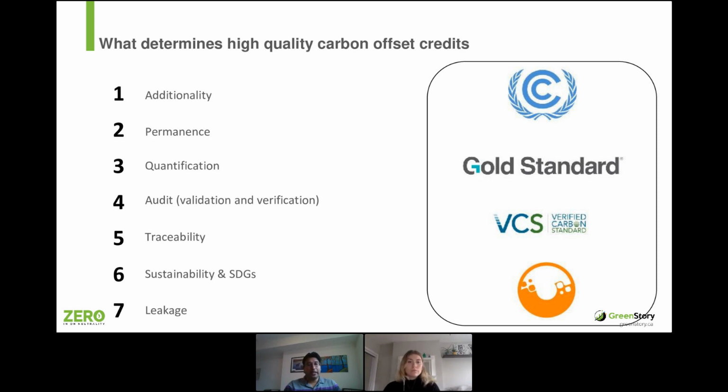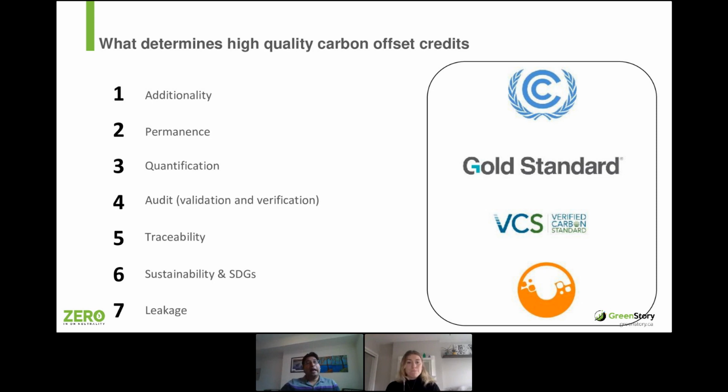And finally is leakage, which basically means that by creating an offset project, it should not happen that emissions are now happening somewhere else, or moved from the current source to some other area. That can happen in the case of reforestation projects, where we have stopped logging in that particular area, but have started logging somewhere else, which negates the entire usefulness of having that offset project in the first place.